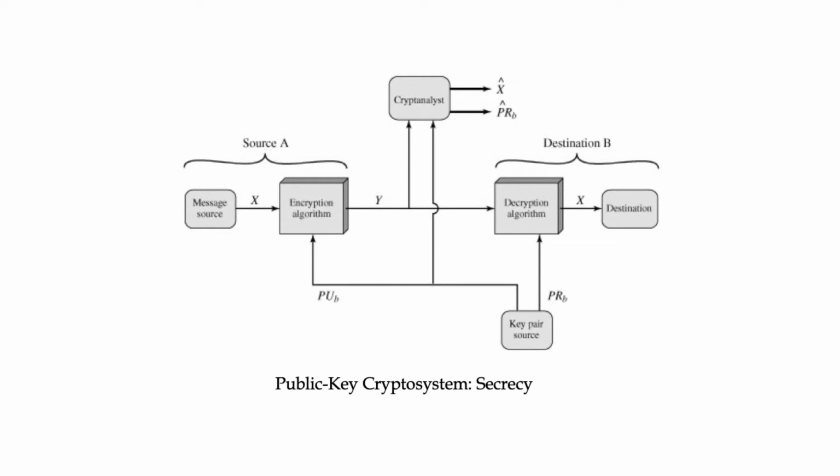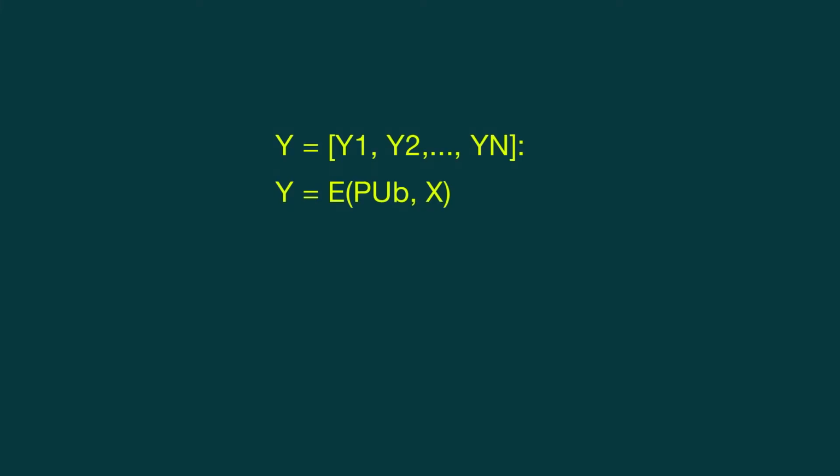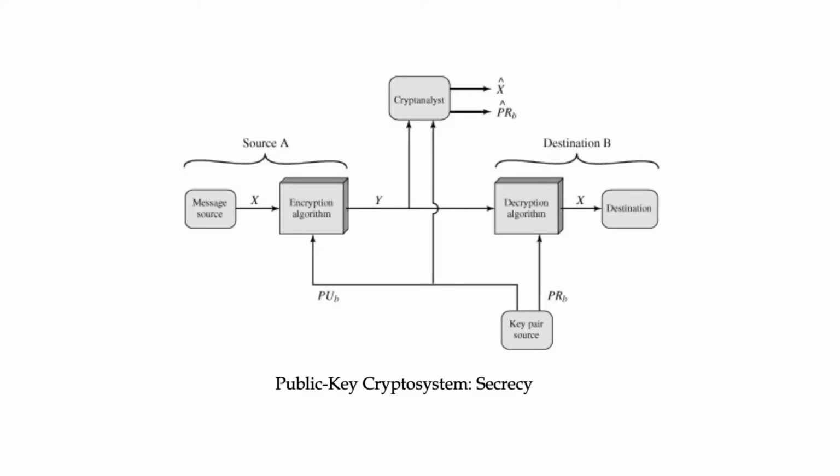With the message X and the encryption key PUb as input, A forms the ciphertext Y equal to Y1, Y2, etc. Yn with the equation Y equals E of PUb, X. The intended receiver, in possession of the matching private key, is able to invert the transformation: X equals D of PRb, Y. An adversary observing Y and having access to PUb, but not having access to PRb or X, must attempt to recover X and/or PRb.